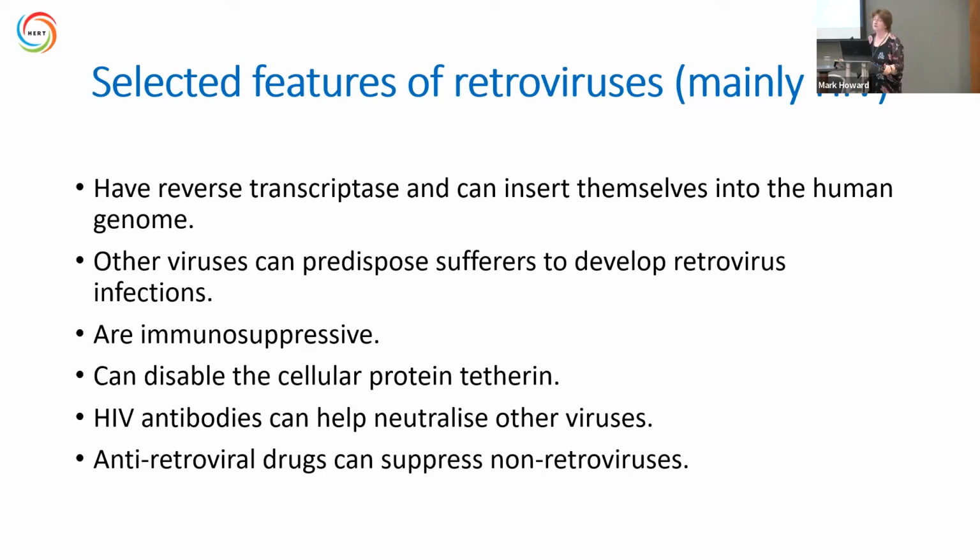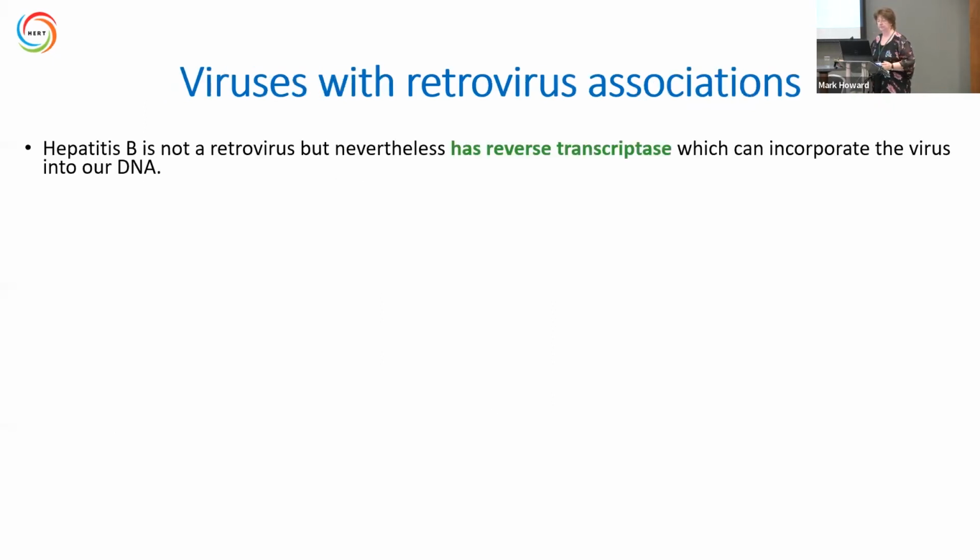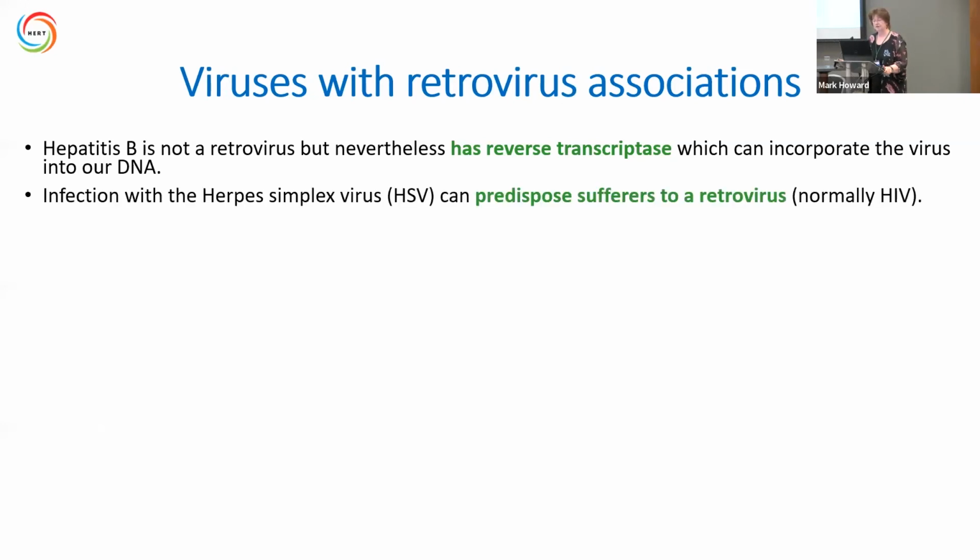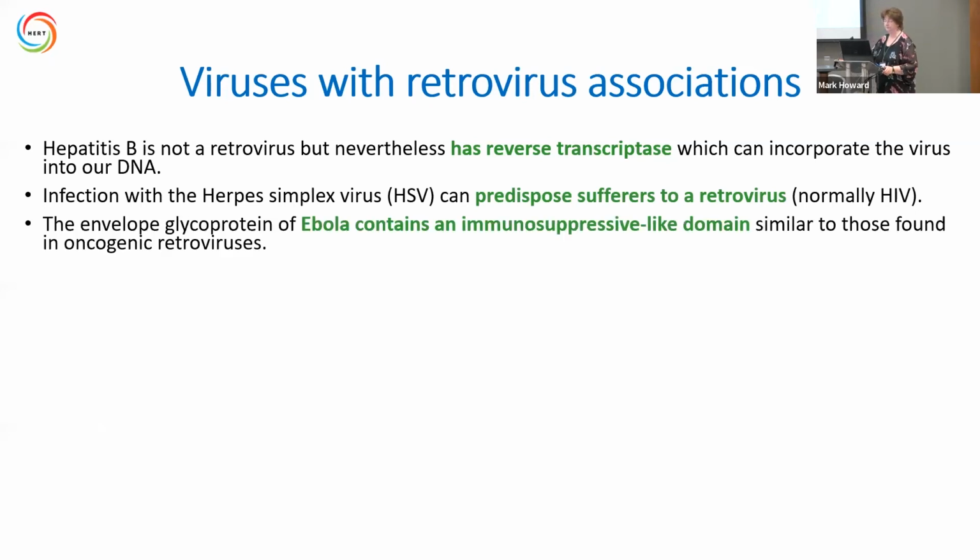Let's see how that works with our few selected viruses, which also form viral reservoirs. So here's hepatitis B. It's not a retrovirus, but it carries reverse transcriptase in it. So that can be in the human genome as we speak. Infection with herpes simplex can predispose sufferers to HIV. The envelope protein, glycoprotein of Ebola, contains an immunosuppressive-like domain, similar to those found in oncogenic retroviruses.